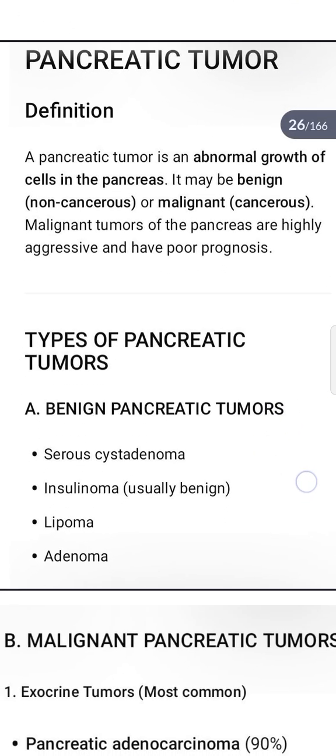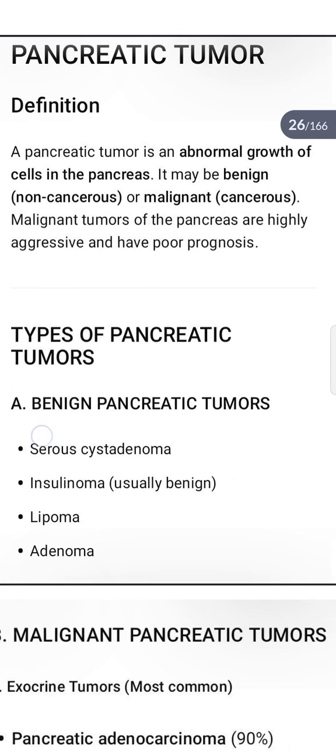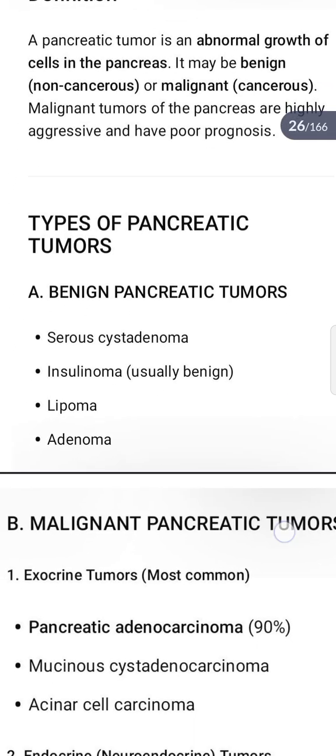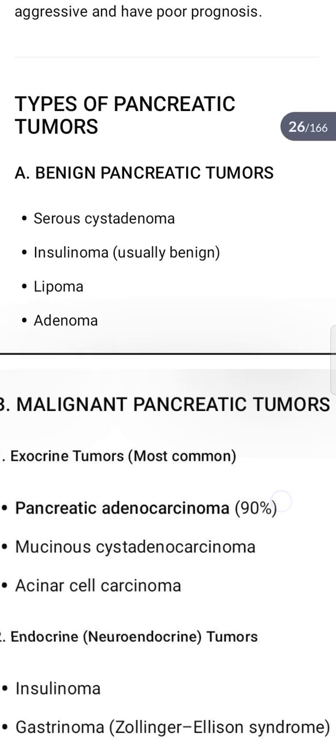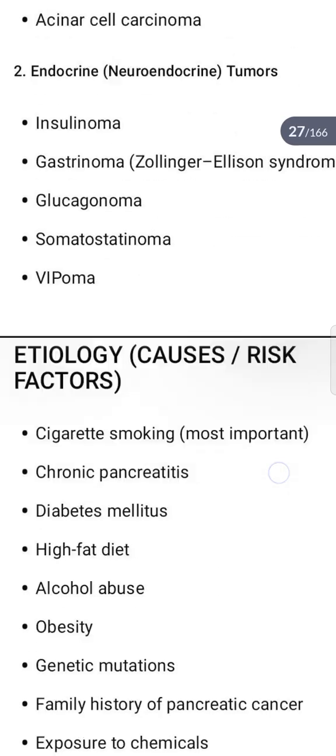Now we are proceeding with pancreatic tumor. A pancreatic tumor is an abnormal growth of cells in the pancreas. It can be benign or malignant. A malignant tumor of the pancreas is highly aggressive and has a poor prognosis. Types of pancreatic tumor: benign and malignant.